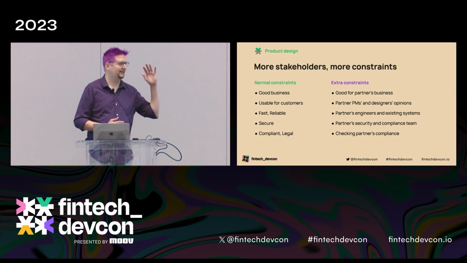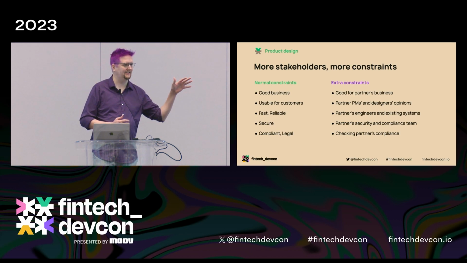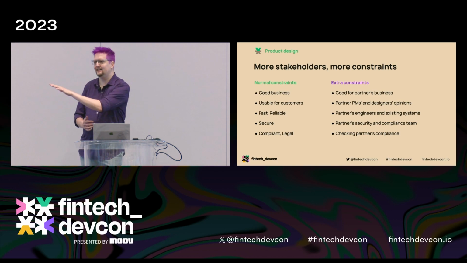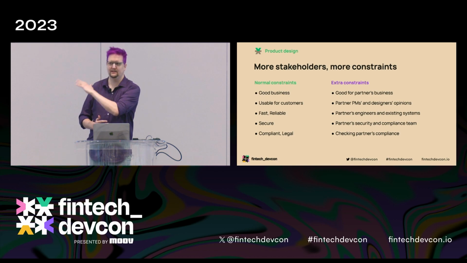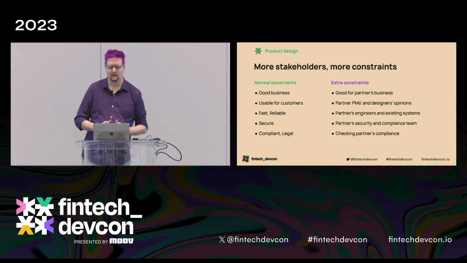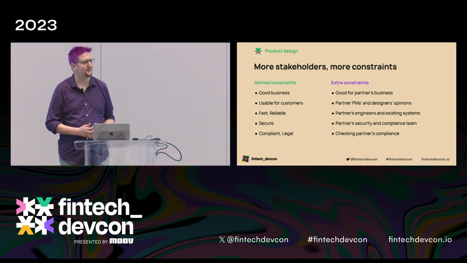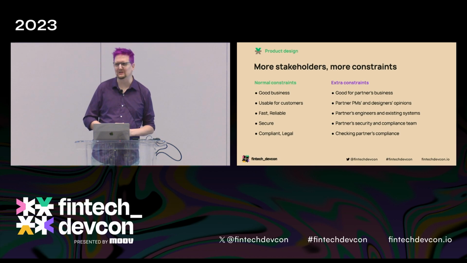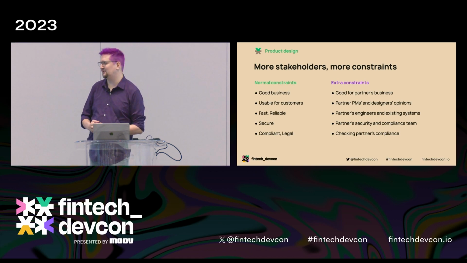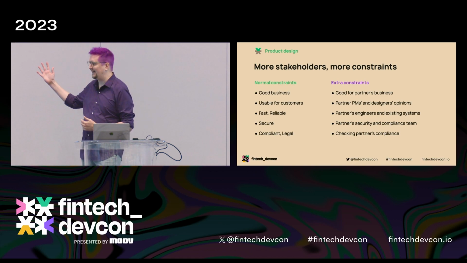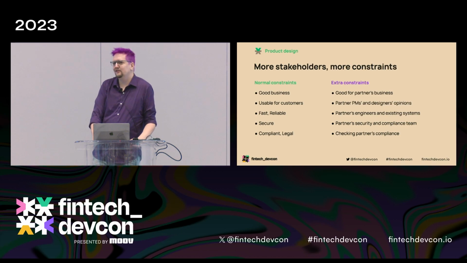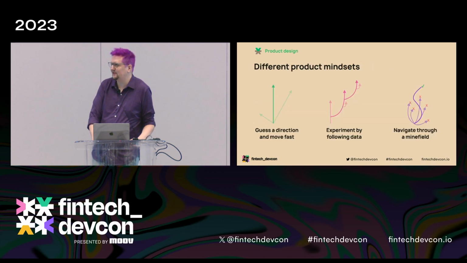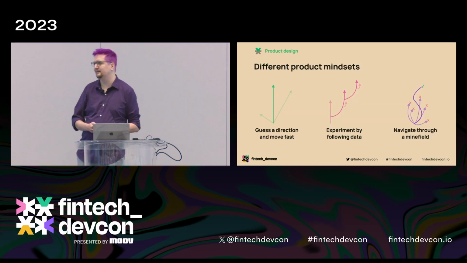We can't just make it fast and reliable with our engineering team. We have to design an API that makes it fast and reliable even when embedded in somebody else's systems that are designed a different way. And we don't just have to make it secure and compliant and legal to the happiness of our stakeholders. We also have to prove that to external partners that may have a very different compliance, security, or legal culture. All of this is to say there's more stakeholders and more constraints than a normal product design.